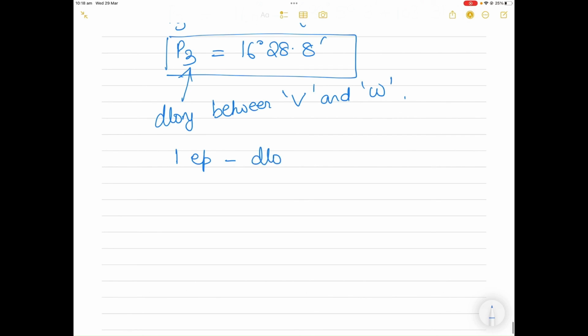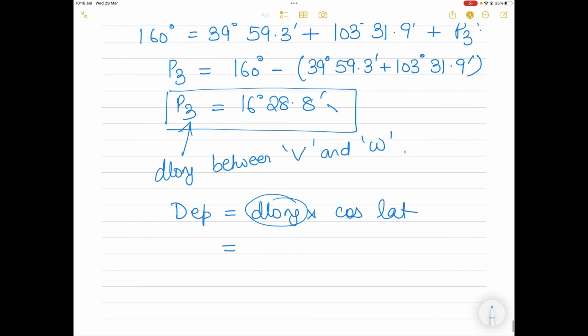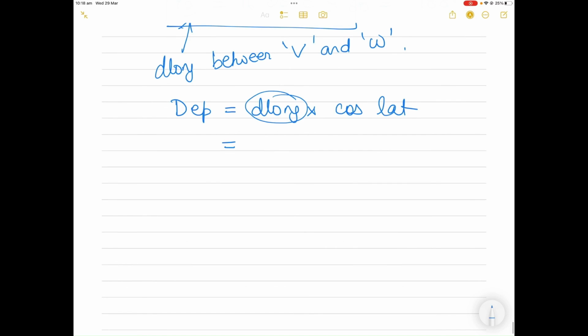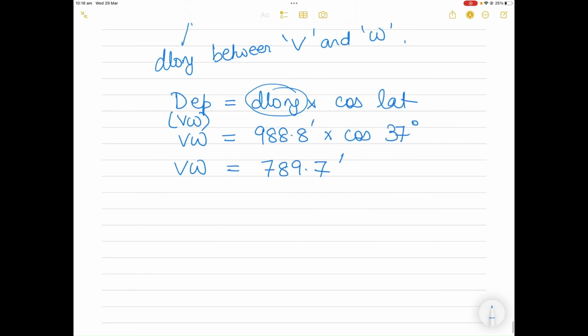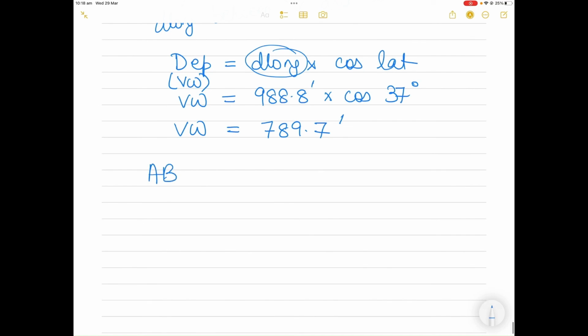Now this D long has to be in minutes. So I will convert P3 in minutes by multiplying it by 60. I get 988.8. I will put 988.8 minutes multiplied by cos of the latitude 37 degrees, because of which I get 789.7. So this is nothing but the east-west distance VW, 789.7 nautical miles. So now the distance AB can be written as AV plus VW plus BW, which means AV I know already is 2029 miles.